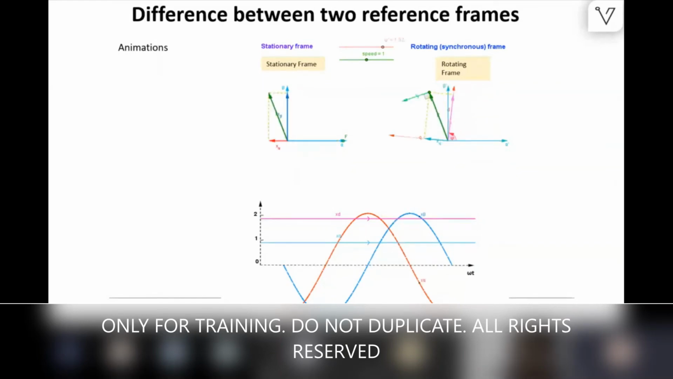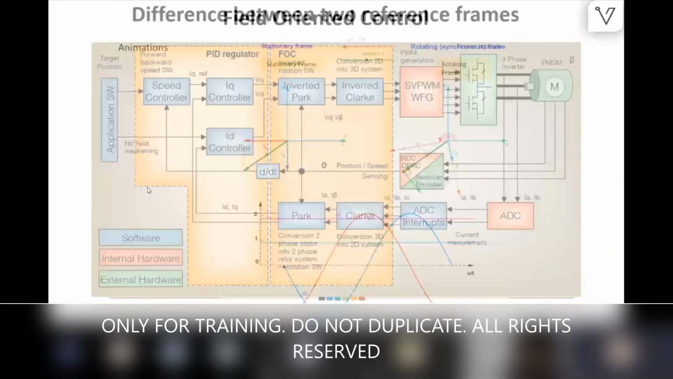Now we have two components: ID, which is the field, the flux control, and IQ, which is the torque control. If we can control the flux and the torque independently, then we can easily control this machine, and that is the principle of FOC.